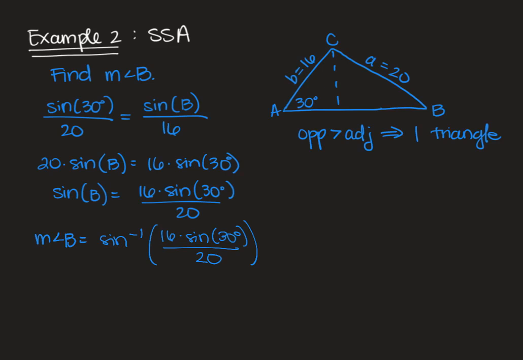So now take a moment, make sure you guys do know how to enter this correctly in your calculator. You also need to be making sure that your calculator is in degrees mode. So sine inverse of 16 times sine of 30, and divide that amount by 20, and you get 23.58 degrees.